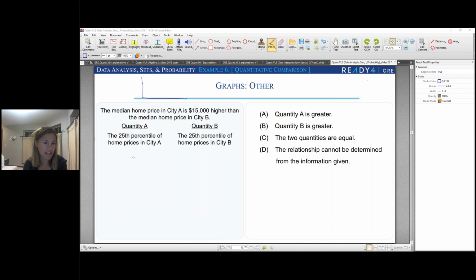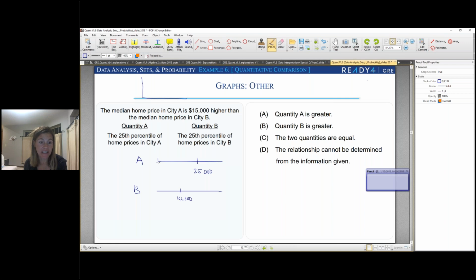And that's right, right? Because if we can imagine a box and whisker plot for this, just kind of arbitrarily, let's say we have City A and City B, and we get our box and whisker plots. Okay, the median in City A, let's say, is 25,000. And the median in City B is 10,000. Of course, these are very cheap houses. We don't know anything about the range, right?